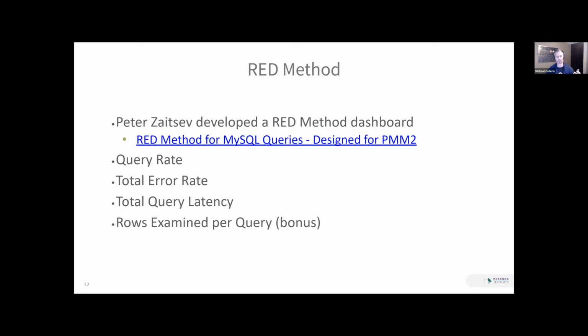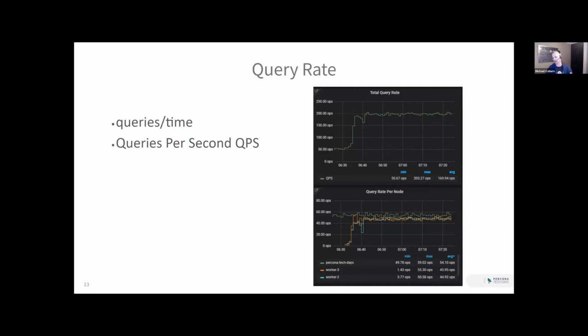The point is I want to be able to show rows examined per query, because it's immensely powerful to talk about how our indexing strategy works. But let's come back to query rate. Query rate is something that we talk about. You can get it out of regular PMM or many other tools. What are the queries per second that are running within my environment?